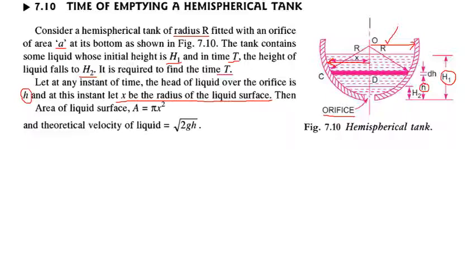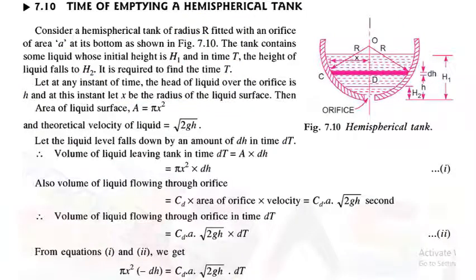Okay, the liquid surface is circular in shape in a hemispherical tank. So we are talking about x, the radius of the liquid surface. So x is the new radius of the liquid surface. Then the area of the liquid surface is A equal to pi into x square, and the theoretical velocity is square root of 2gh.